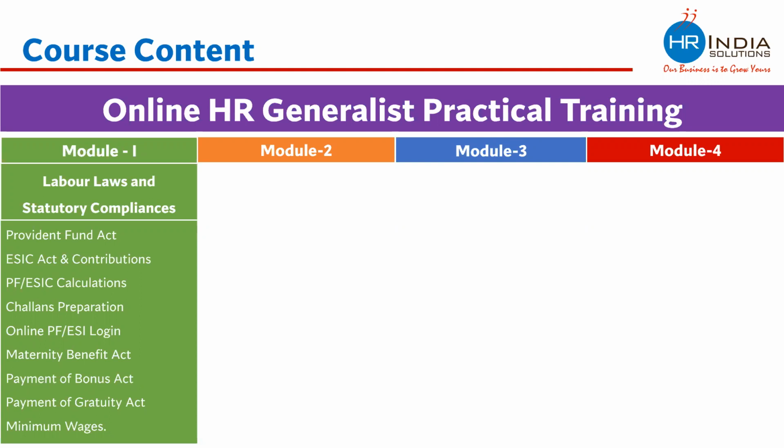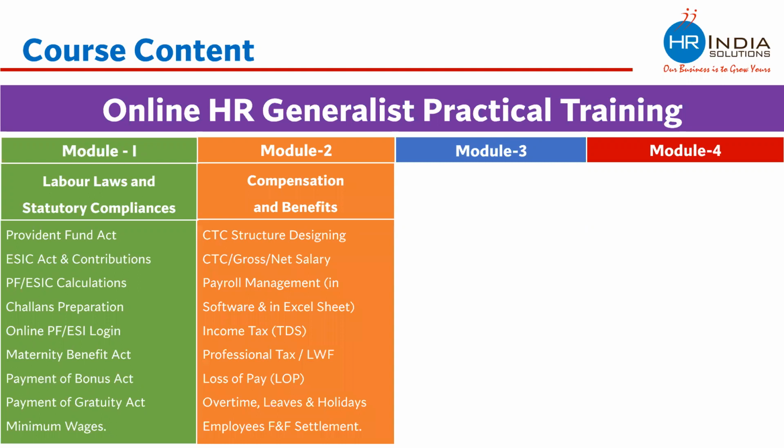The second module under this program is compensation and benefits, which is all about how CTC annexures are designed, and how the entire compensation packages are designed. We also understand what CTC is, what gross is, and what net salary is. We learn how payroll is managed. We see how payroll can be managed in software and how payroll can be done in an Excel sheet. The other important things we learn under this module are income tax, professional tax, loss of pay, overtime, leaves and holidays. And finally, we see how employees' full and final settlements are done at the time of leaving.